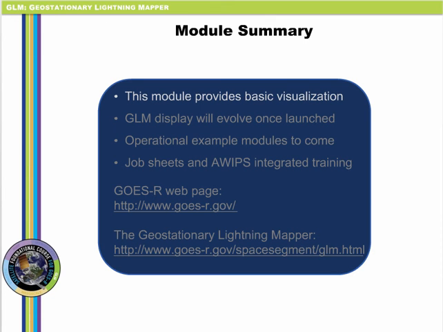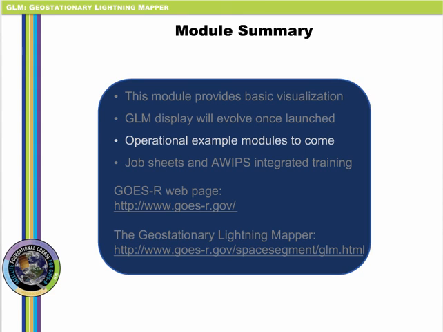This module provided a basic overview of the Geostationary Lightning Mapper's display in AWIPS. The AWIPS products and displays will evolve once the GLM is launched, based on product developer and forecaster feedback. Once GLM is launched, operational example modules will be generated.